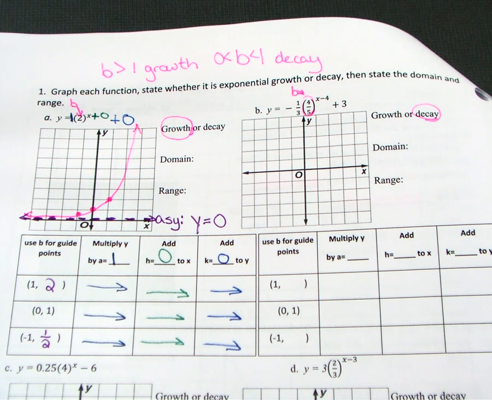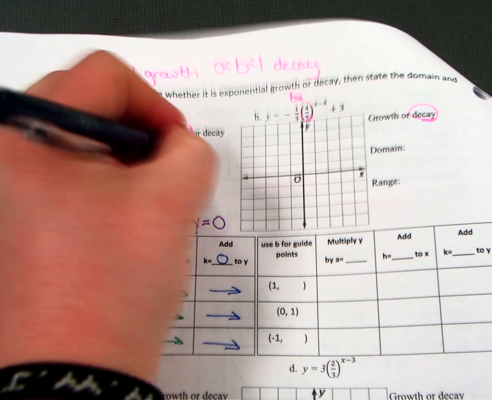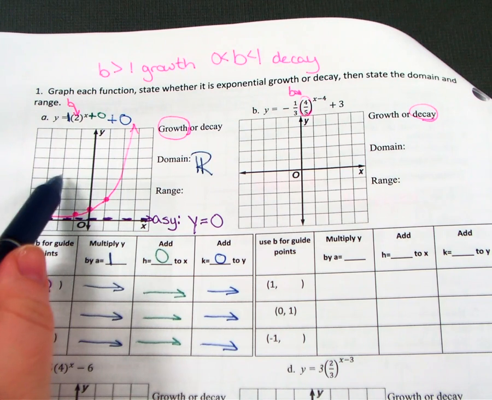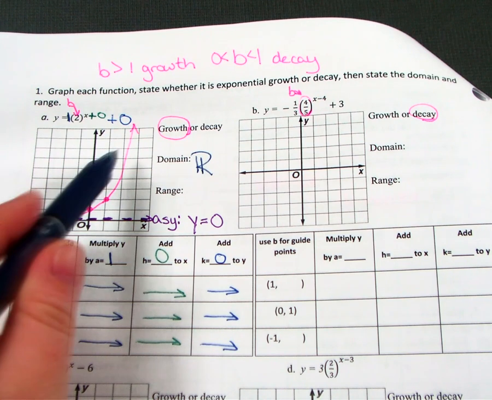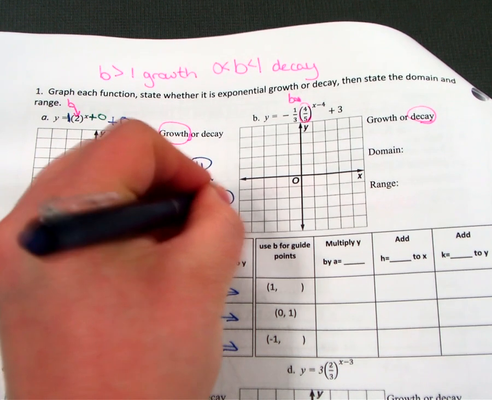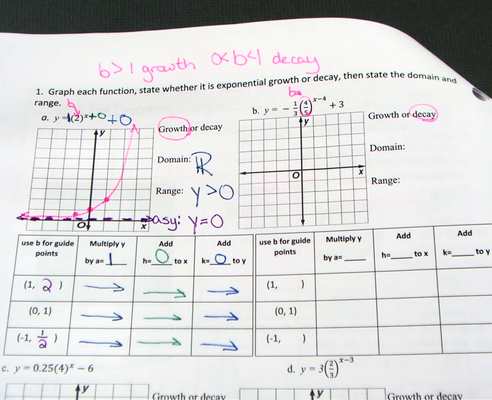Just like we wrote down on the other page, our domain is going to be all real numbers. And then our range is that Y has to be greater than 0 because it's on top of that asymptote, and does not equal 0 because the asymptote is 0. So it can't actually touch that 0. So it's just greater than 0.